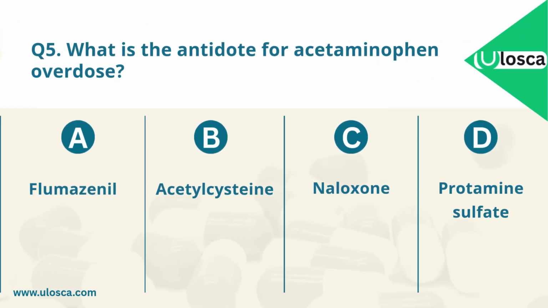Question 5. What is the antidote for acetaminophen overdose? A. Flumazenol. B. Acetylcysteine. C. Naloxone. D. Protamine sulfate. Which one is the correct answer?